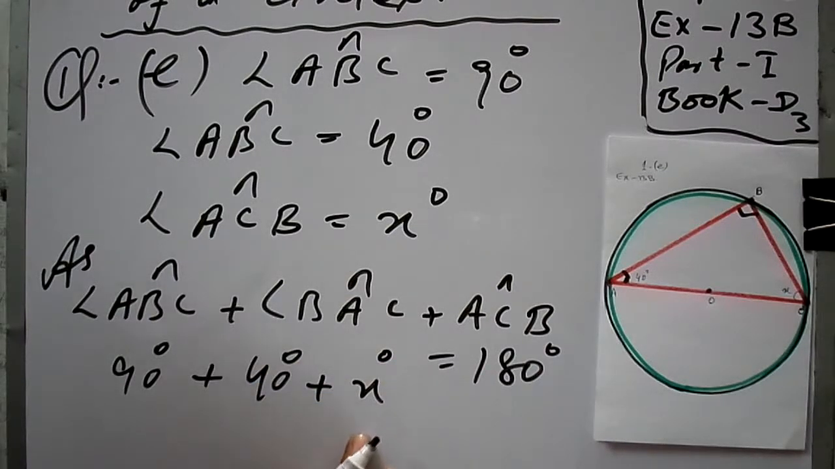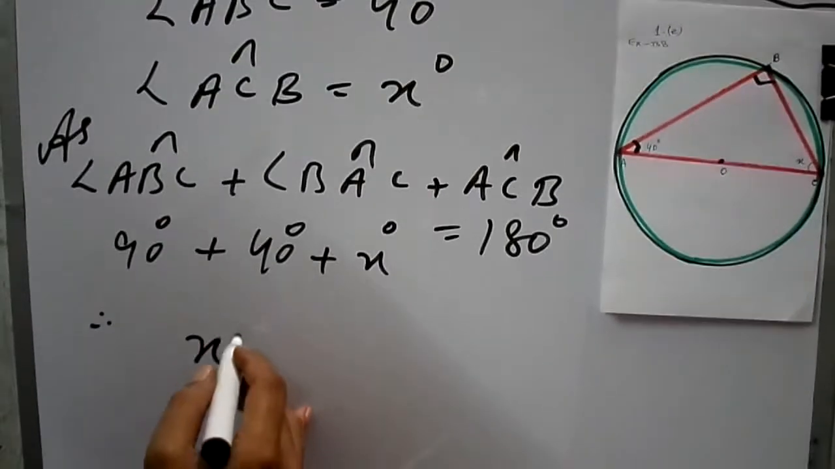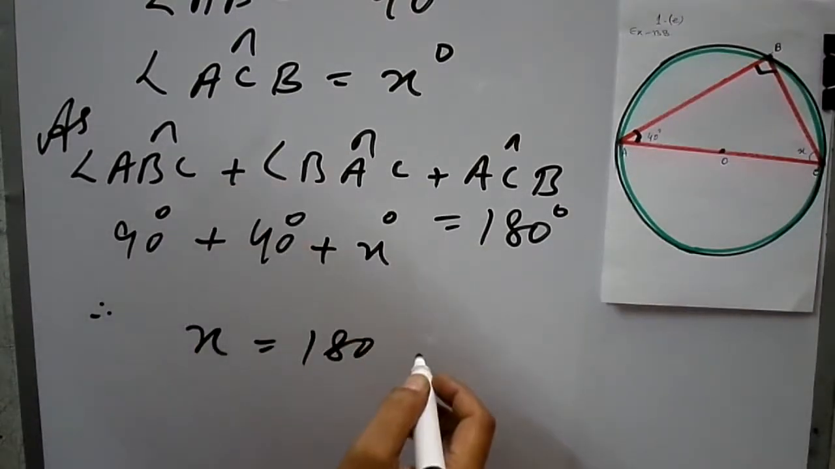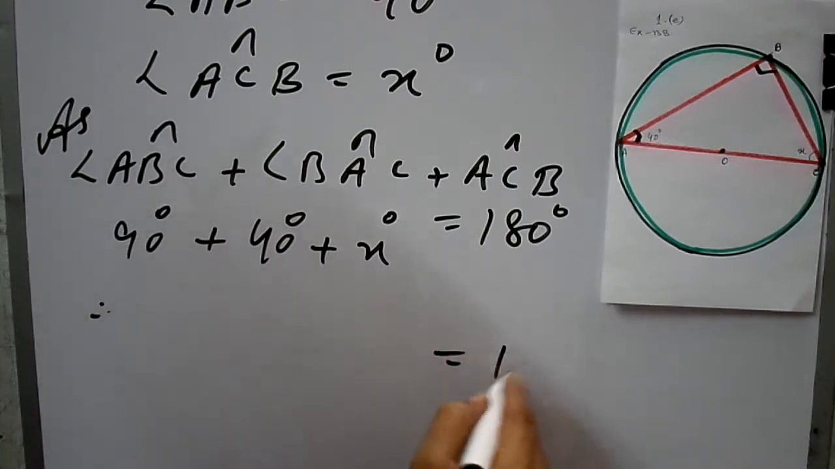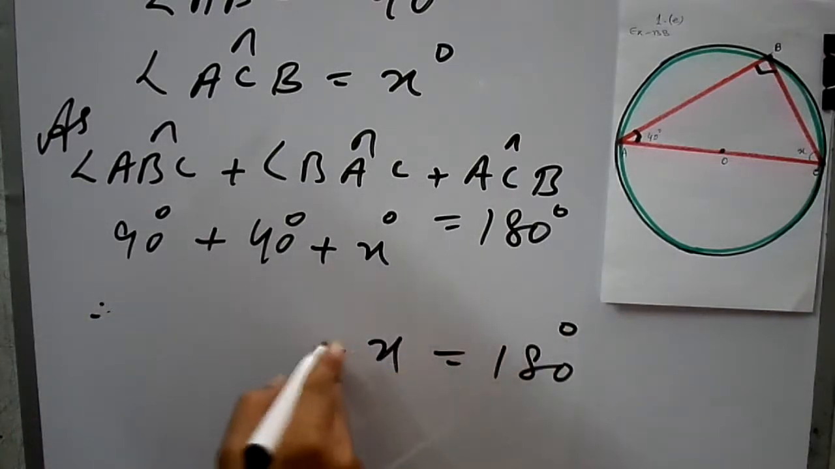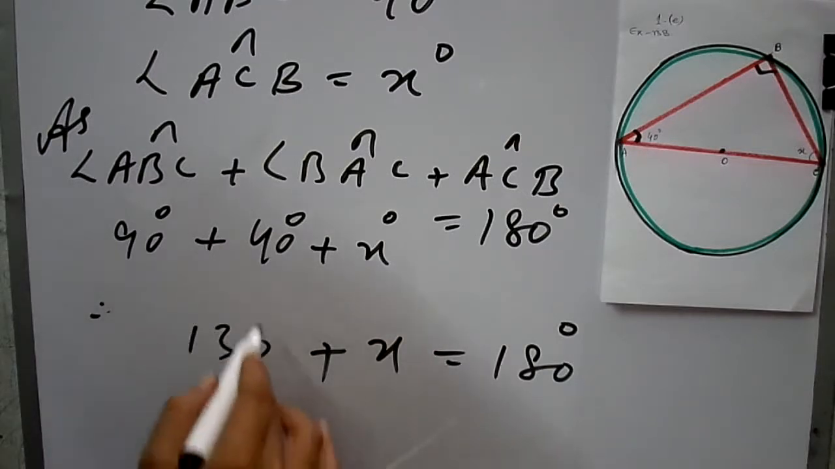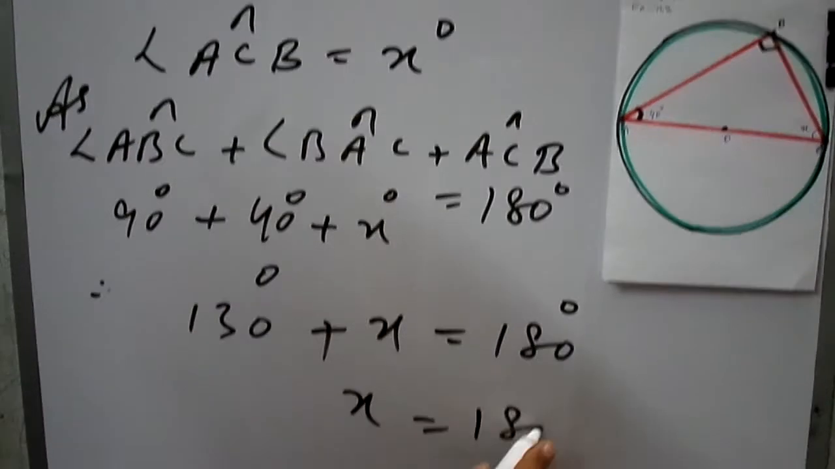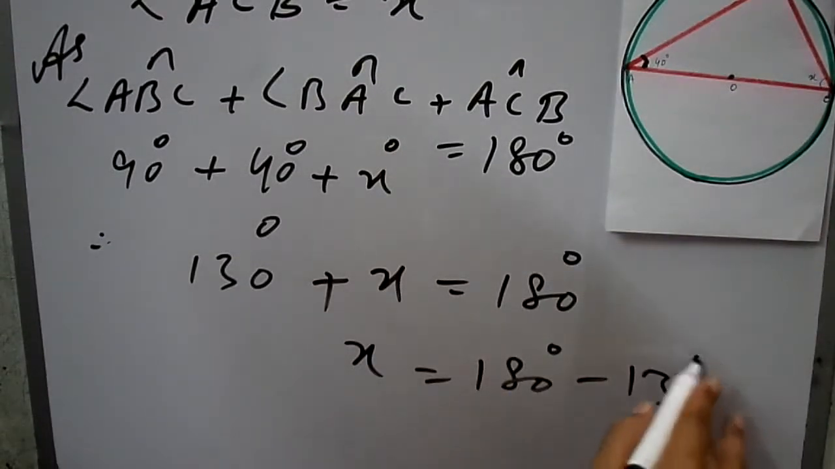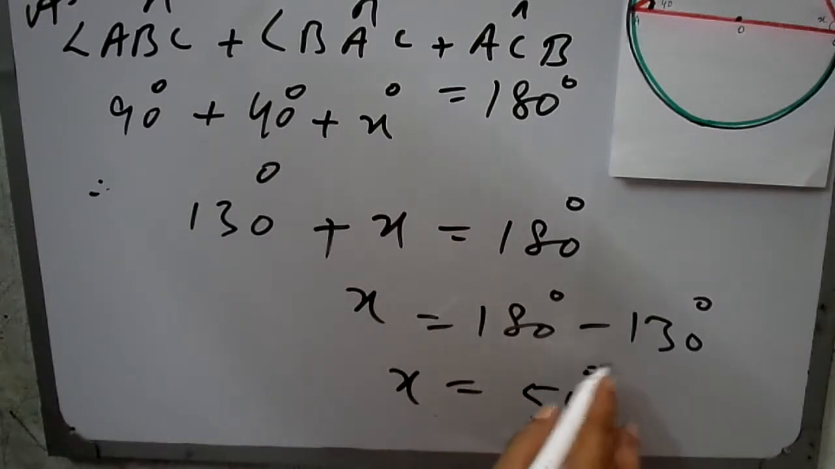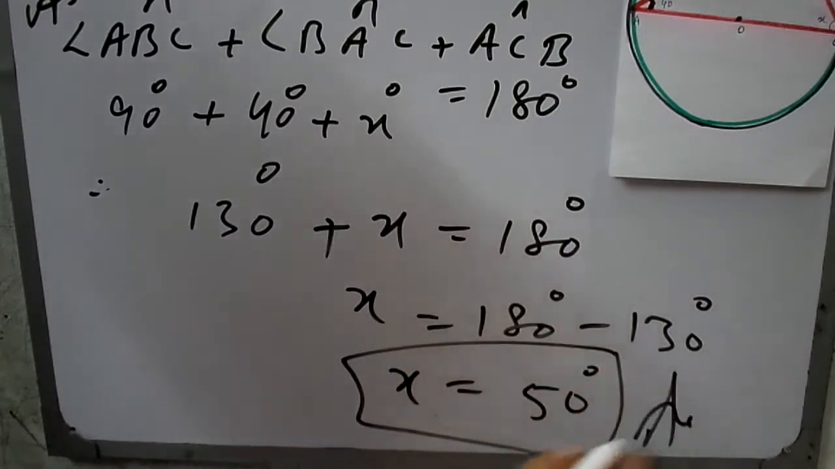Now you need the value of x. After simplification you will get, therefore, the value of x is 180 minus 130 degrees. First of all you have to add 90 and 40, that is 130 degrees. So the value of x is 180 minus 130 degrees. You will get the value of x equal to 50 degrees. So that is your result.